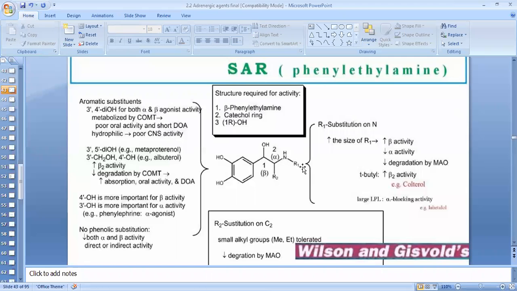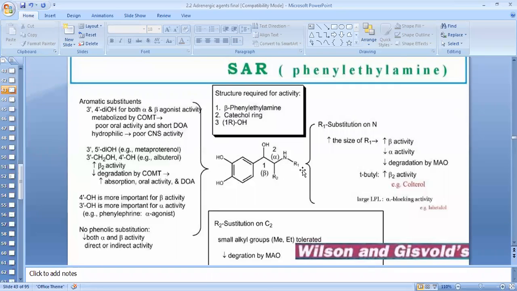But if we increase the size of this R1 group, it will decrease the breakdown by monoamino oxidase enzyme. That means it will increase the lifetime of this drug available in the systemic circulation. It stops their breakdown, their metabolism, that means it increases their availability.